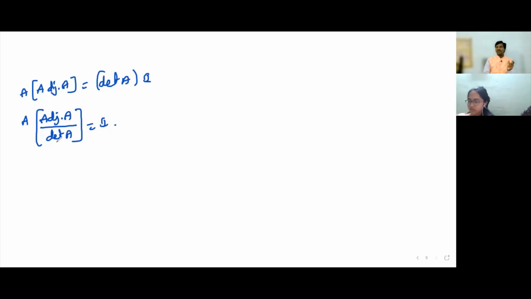When we multiply the two matrices, we are getting I. If the product of two matrices is equal to I, then one is the inverse of the other. Here, if you want, we can prove similarly that adjoint A into A is equal to the same, det A into I.